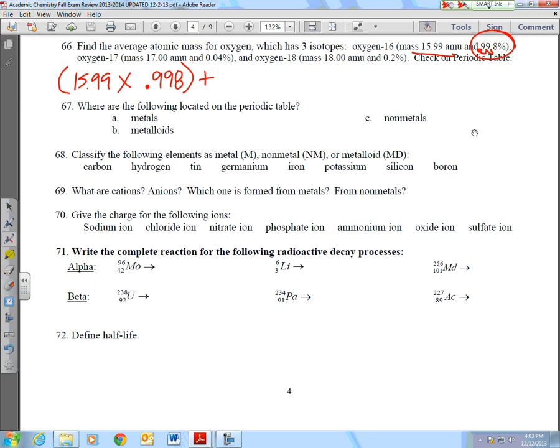Okay? Plus the next one, which my next isotope has a mass of 17.00, times the percentage, so I move the decimal twice, so it's 0.004, so it's got 3 zeros. And then plus my last isotope, which is 18.00, times its percentage, so again move the decimal twice, and you should get your answer. Okay? And it has to come out to 15.999 because that's what we see on the periodic table.